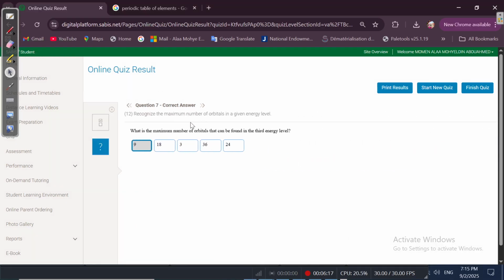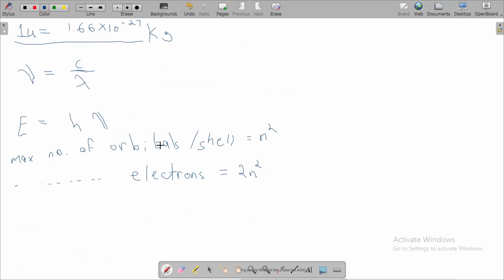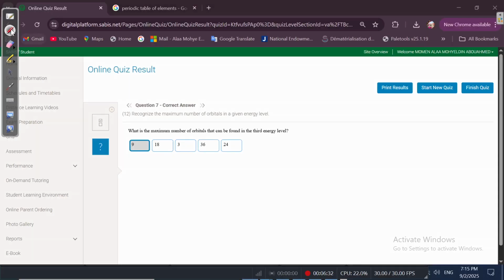Moving on. What is the maximum number of orbitals that can be found in the third energy shell? So let's see here. The maximum number of orbitals per shell is n squared. So if you want the third energy shell, you do 3 squared, which is 9.